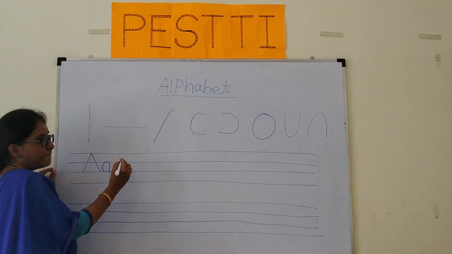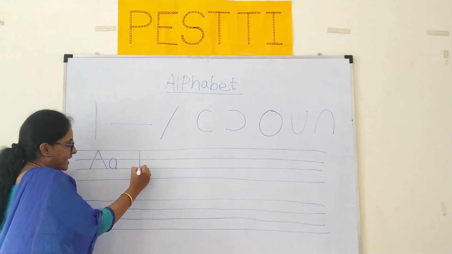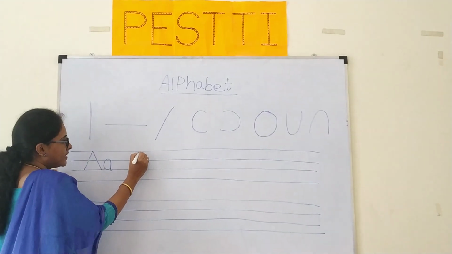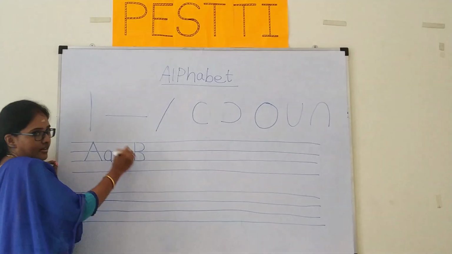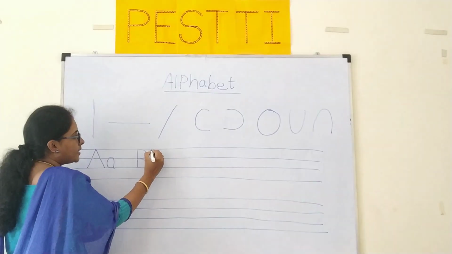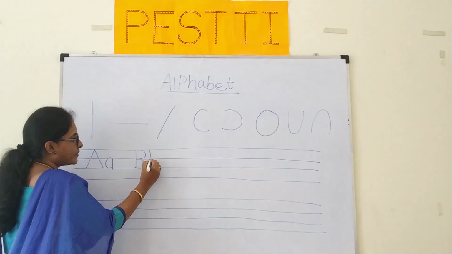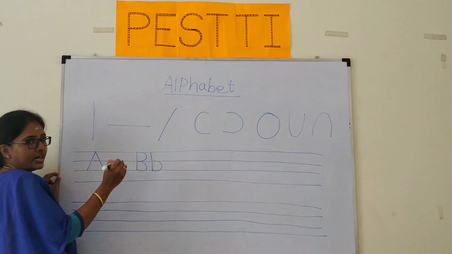Now we see B. Ball. Standing line, curve, again a curve. Now we see the small b. Standing line and from the middle line one curve.